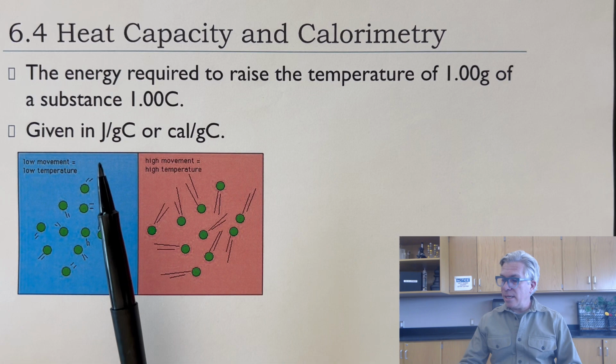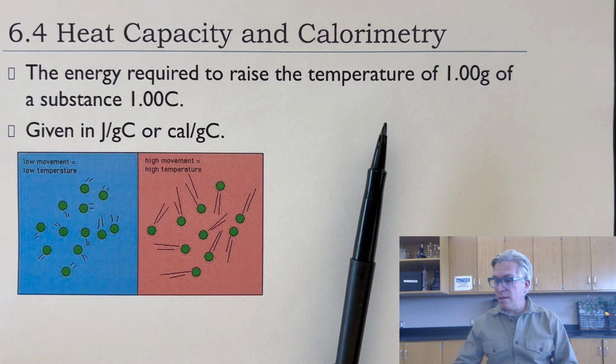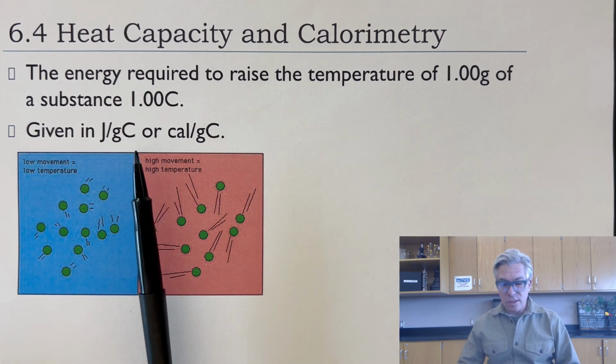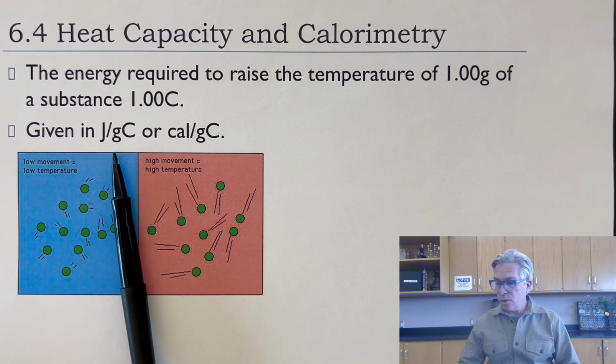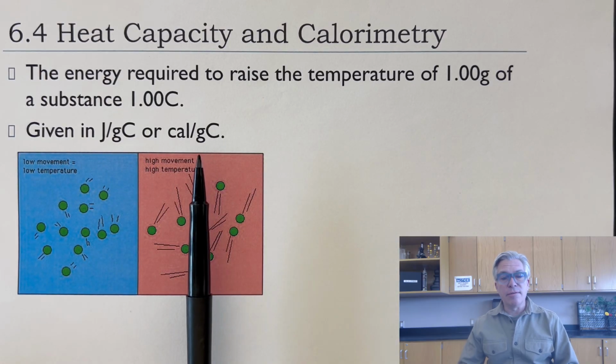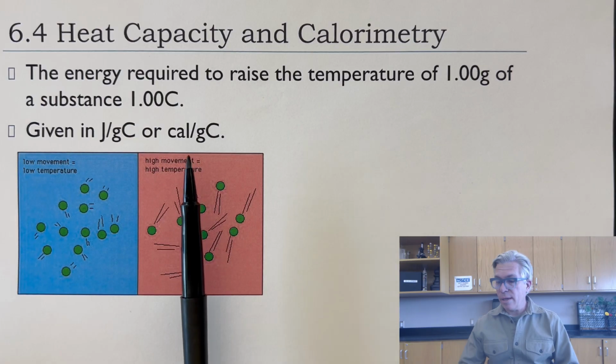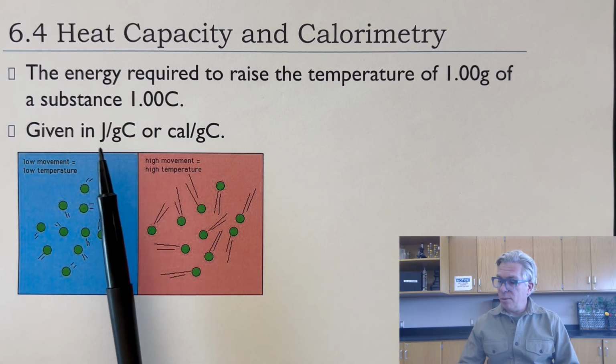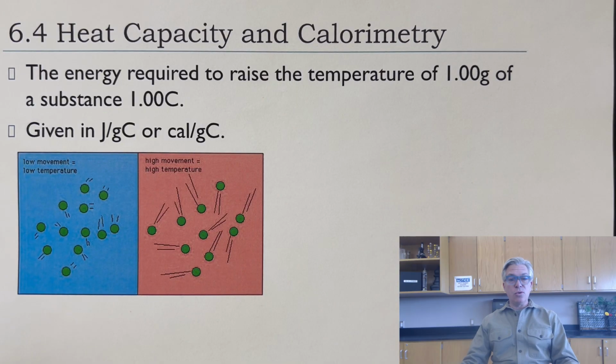Here we're talking about heat capacity, which is the energy required to raise the temperature of 1 gram of a substance 1 degree Celsius. It's given in joules per gram degree or calories per gram degree if you're in America or just old like I am. You might have seen this one before. But today we're generally using joules per gram per degree.